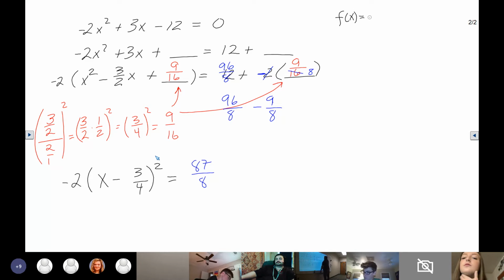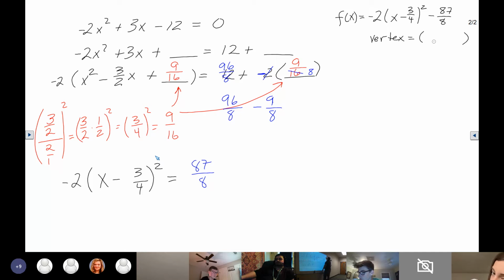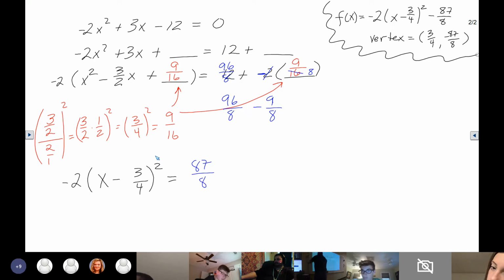-2 times the quantity x minus 3/4 squared minus 87/8. Vertex is equal to 3/4 and -87/8. Okay, so that makes them happy with the homework and the test. Down here, I'm just going to ask for the vertex. That's going to be 3/4, and the opposite over here is -87/8. That's your vertex.